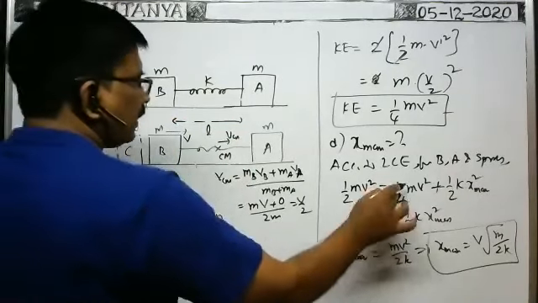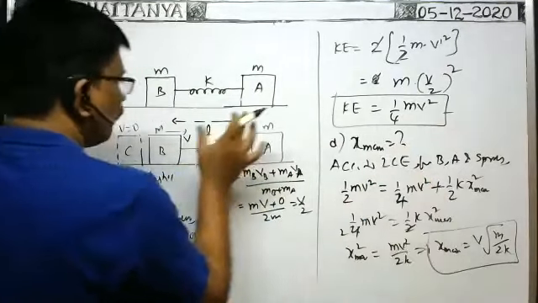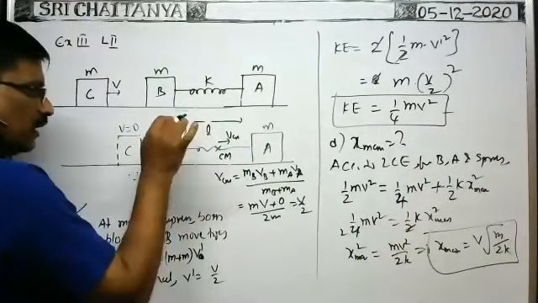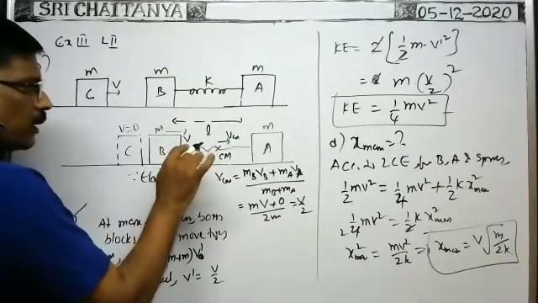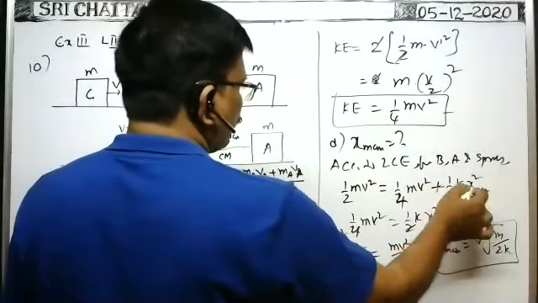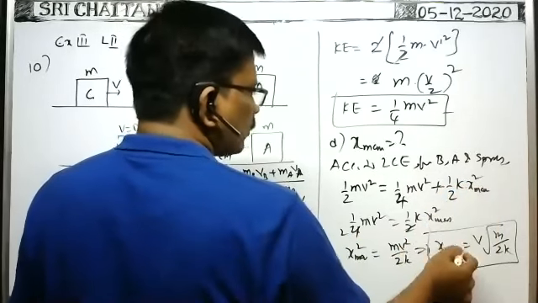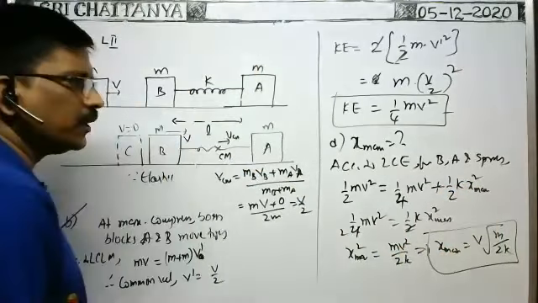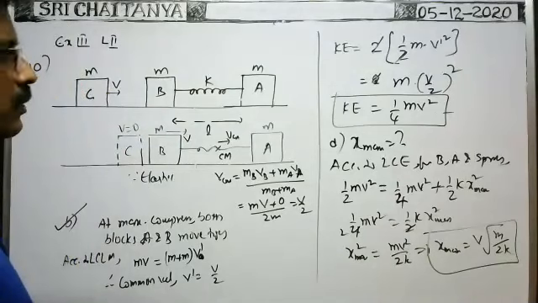So the two blocks have kinetic energy 1 by 4 m v square, plus, as maximum compression takes place in the spring, potential energy is stored. That potential energy stored in the spring is half k into x maximum square. When you simplify, we get x maximum equals v into root m by 2k. That is the maximum compression of this spring.